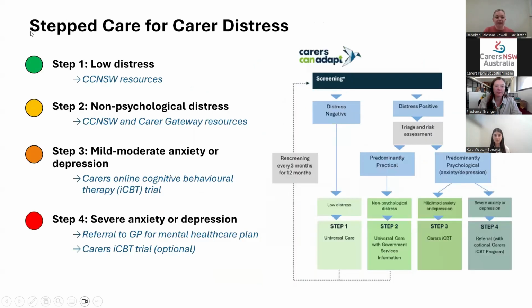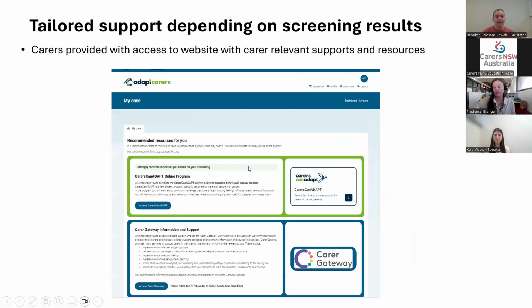So as you can see here, across these 4 steps, there are different resources which increase in their intensity as the levels of psychological distress increase in intensity. And the portal provides access to people and recommends resources based on the step that they've been allocated to.